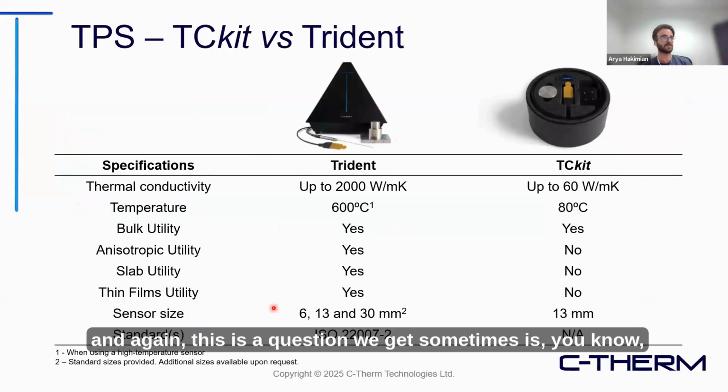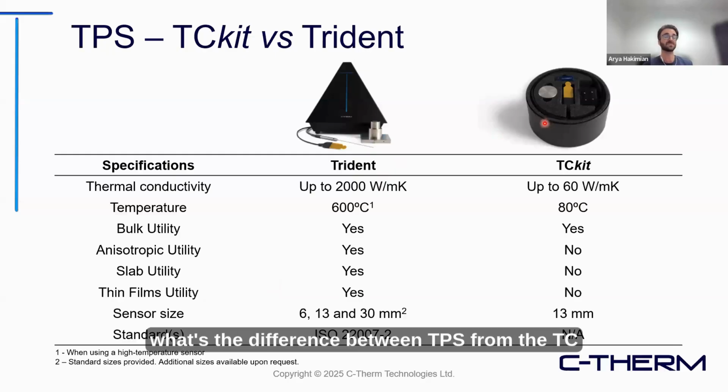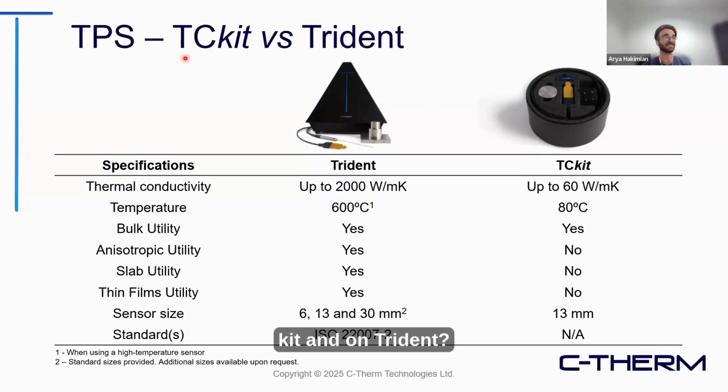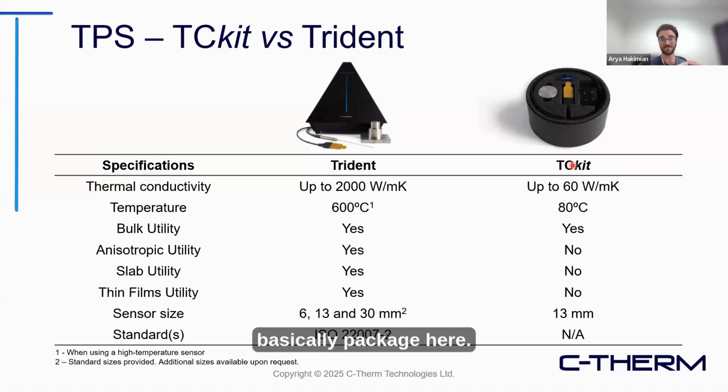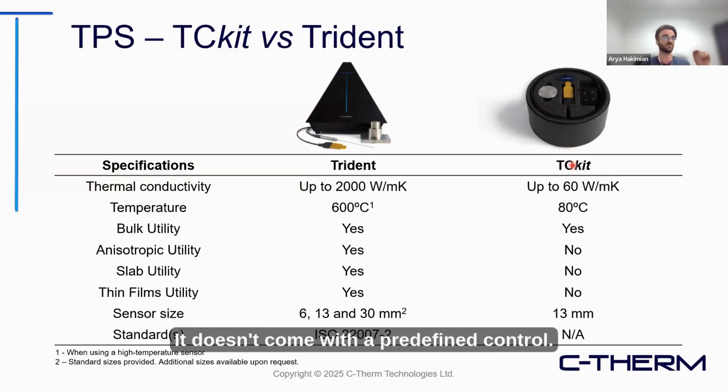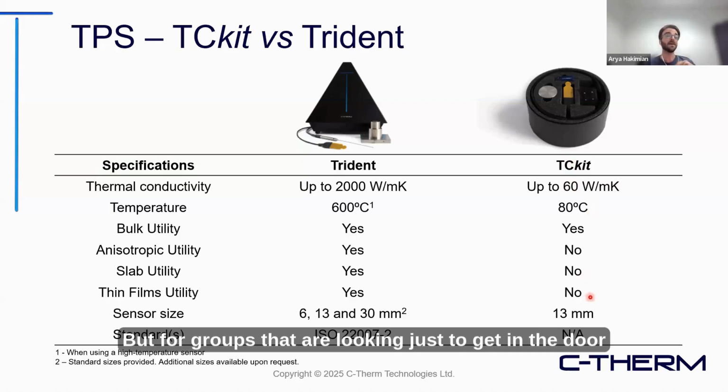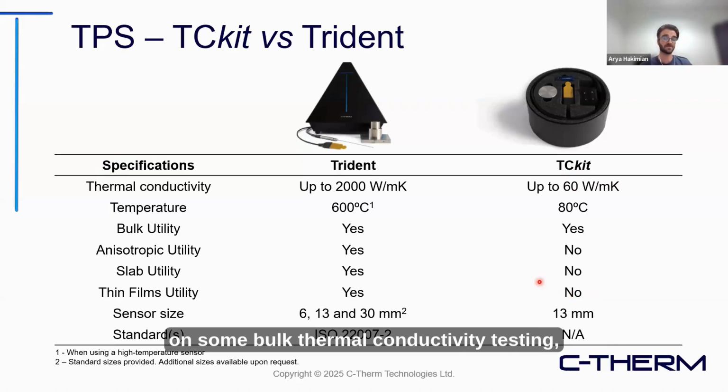I did also want to flag, and this is a question we get sometimes, what's the difference between TPS from the TC kit and on Trident? If you're familiar, we do have a TC kit option that is essentially a TPS system, but it is very much an entry-level package. It doesn't come with a predefined controller. It connects to a Keithley SMU. It's also much more limited in its capabilities. But for groups that are looking just to get in the door on some bulk thermal conductivity testing, from ambient up to maybe 80 degrees Celsius, the TC kit does unlock some nice entry-level capabilities.